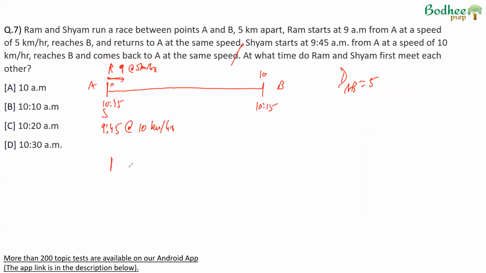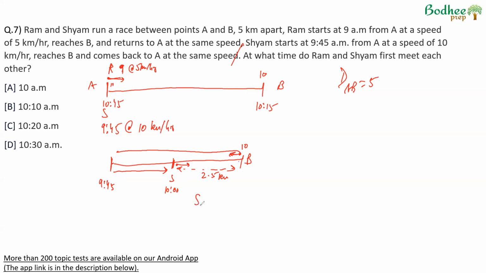Now, if we look at 10 o'clock, Ram is at point B. Where will Shyam be? Shyam started at 9:45, covers the entire distance in half an hour. So in 15 minutes, Shyam will be exactly at the center. Ram reaches B, is standing here. At 10 o'clock, Shyam is exactly at the center. So the distance between Ram and Shyam at this point is 2.5 kilometers. Shyam is moving towards B. Ram has started to move towards A.